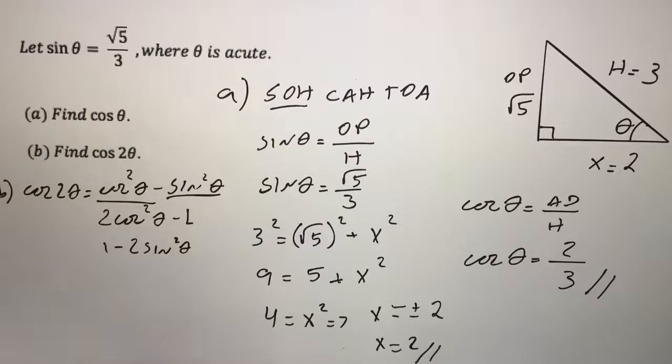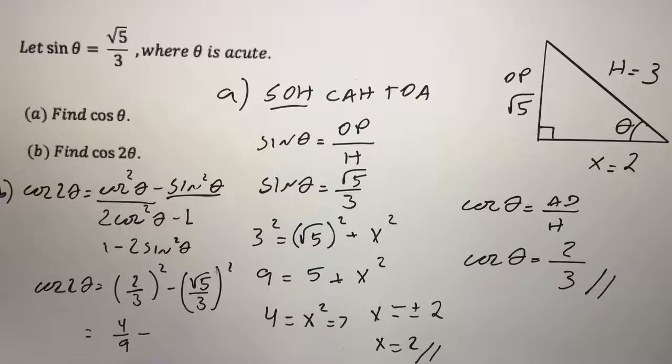So from A and from what the exercise has given us, let's write this here, cosine 2 theta is going to be cosine squared of theta. Well, we know now the cosine of theta is 2 over 3, so 2 over 3 squared, minus sine squared of theta, which would give us square root of 5 over 3 squared. And this would end up being 4 over 9, minus square root of 5 squared is 5, 3 squared is 9. So that would give us negative 1 over 9.